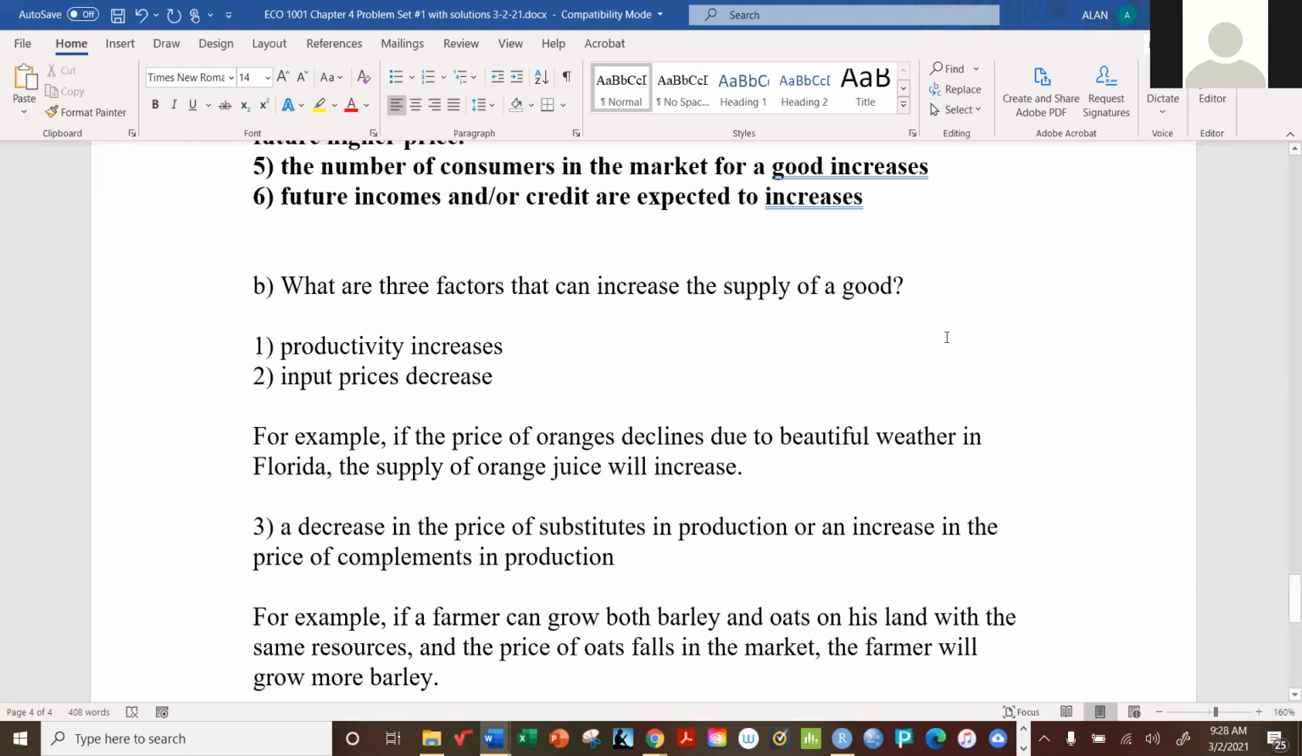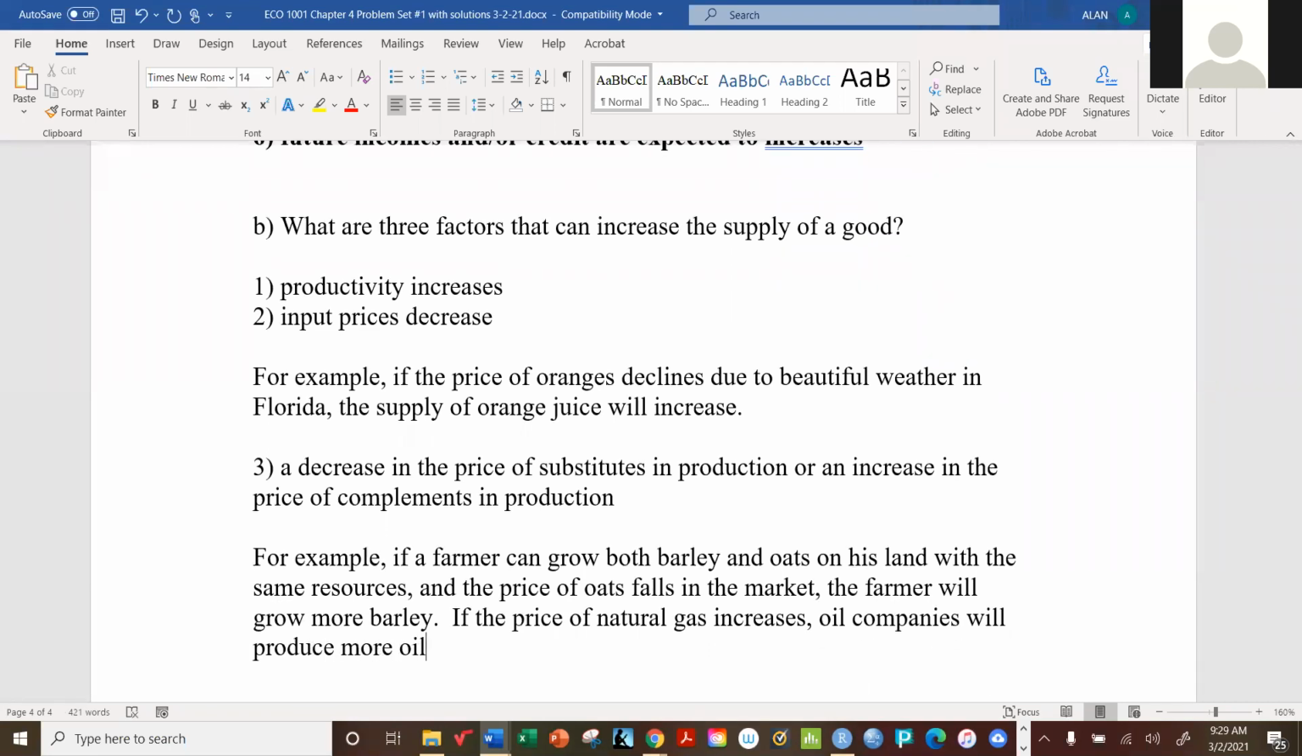As far as the complements go, I can't really think of a whole lot of excellent examples of that. So we'll stick with natural gas and crude oil. If the price of natural gas increases, oil companies will produce more oil, because when they drill for oil, a lot of times those wells also contain natural gas. And so you're getting sort of two for the price of one. So if natural gas becomes more expensive, you may as well drill for more oil and sell more of both, even if the oil hasn't become more expensive.